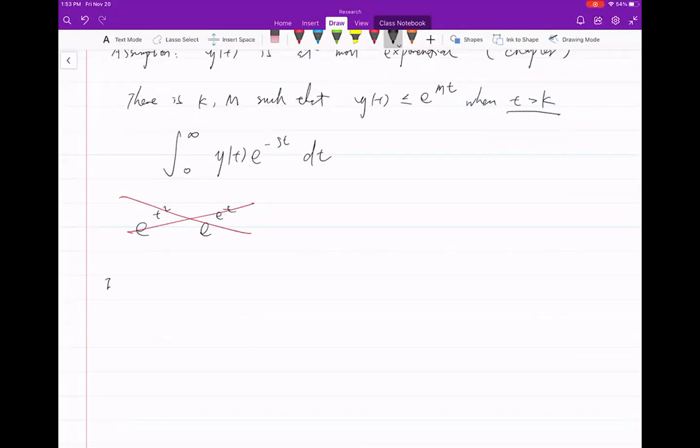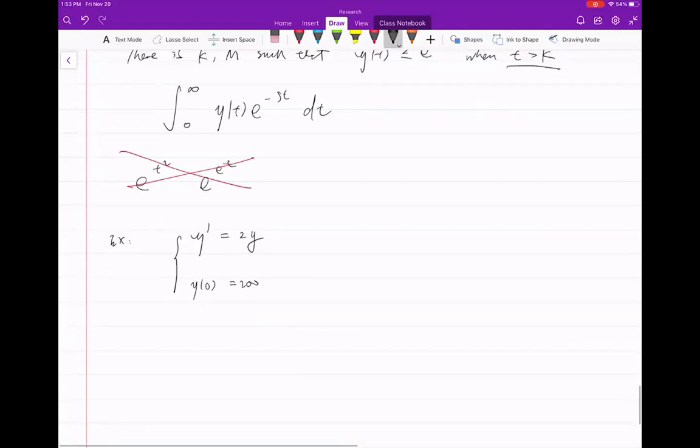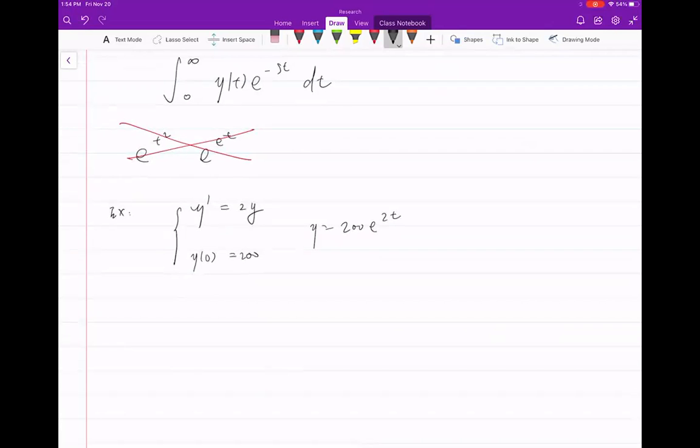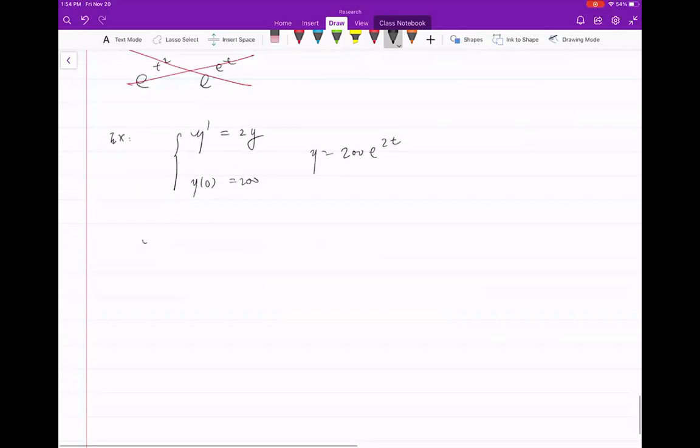With these two properties, we can already solve a differential equation. Let's solve an easy one. y prime equals y, okay? y(0) equals 200. We know the answer. The answer is 200 times e to the 2t. That's the solution, right? But let's see how to solve it with Laplace transform. Okay, they're the same. Therefore, the Laplace transforms of them are still the same.